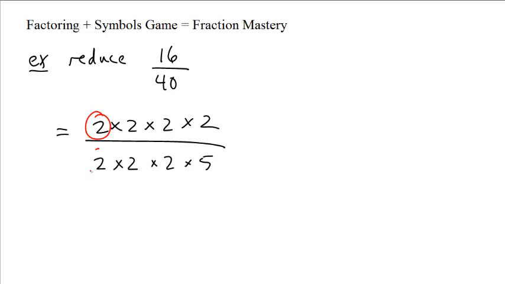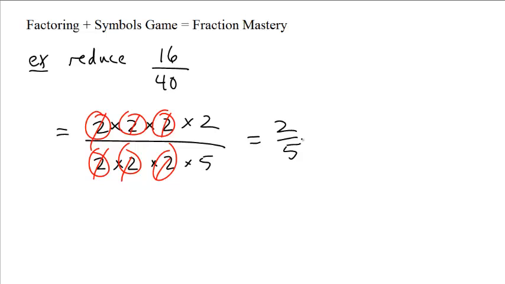You got the same thing above and below, you can get rid of them. Same thing above and below, get rid of them. There's nothing left. This is the take away as much as you can game. You are left with 2/5. That is 16/40ths reduced.